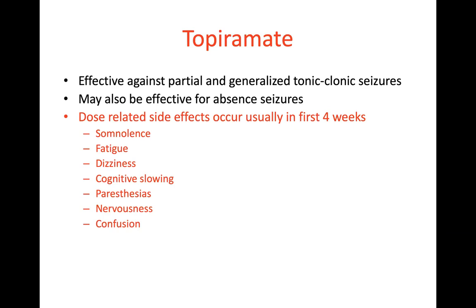With topiramate, the side effects are usually dose related. That's good, because if we can keep the dose down, we can minimize the side effects. If they're going to occur, they usually occur within the first 3 or 4 weeks of treatment. The biggest thing we see is that topiramate can produce somnolence. Patients feel a little fatigued, not as sharp, with some cognitive slowing and potentially some confusion. Some people can feel paresthesia, like tingling in their skin. But the biggest thing we typically see is somnolence, or they're just fatigued.